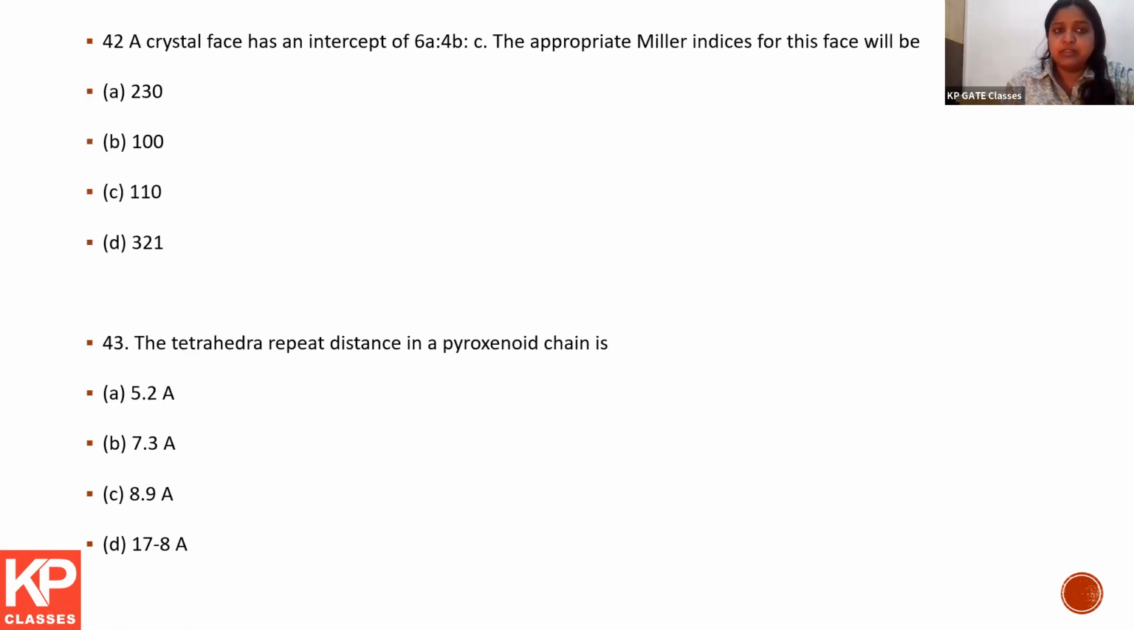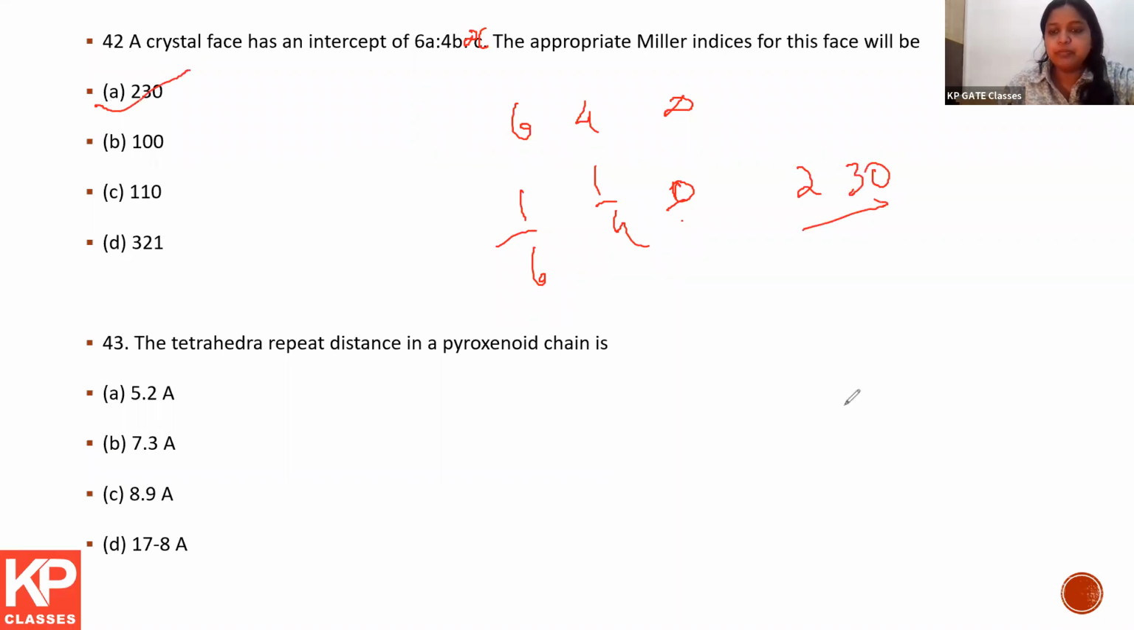Now the next one: a crystal face has intercepts of 6a, 4b, and infinite c. What are the appropriate Miller indices? So 6, 4, and infinity. So 1 by 6, 1 by 4, and 1 by infinity becomes 0. If I take the LCM, it becomes 2, 3, and 0. So 2, 3, 0 is the answer. Option A will be the answer.